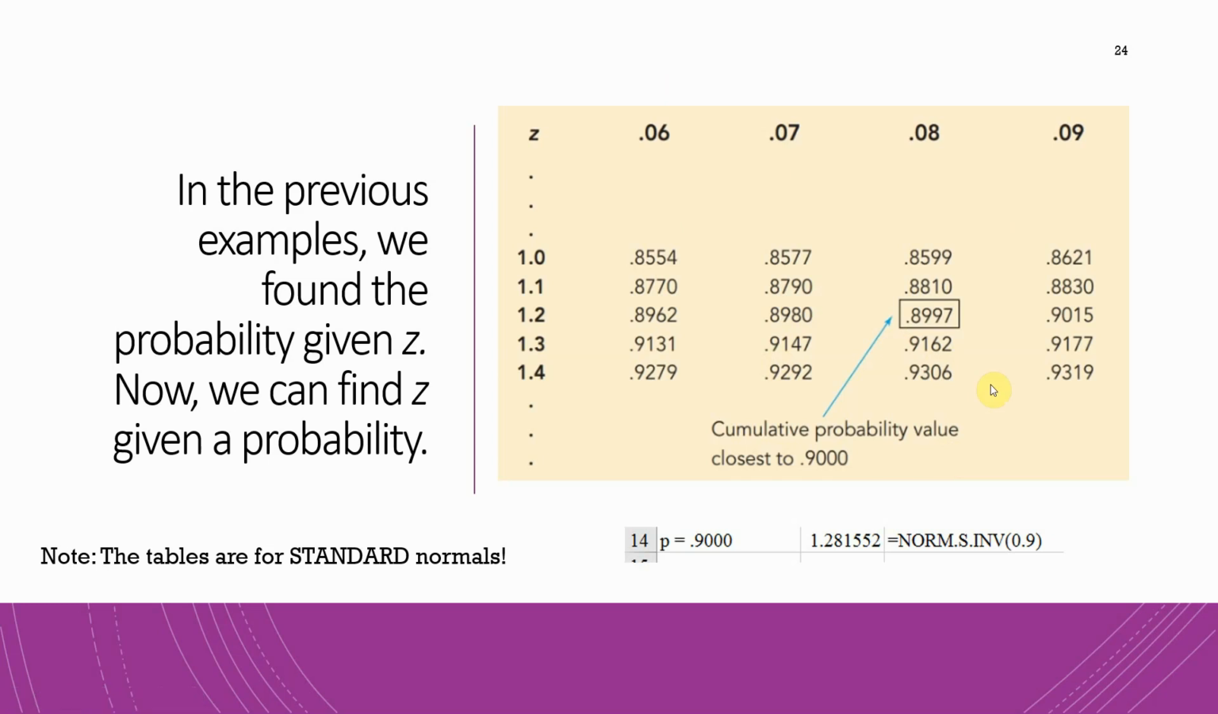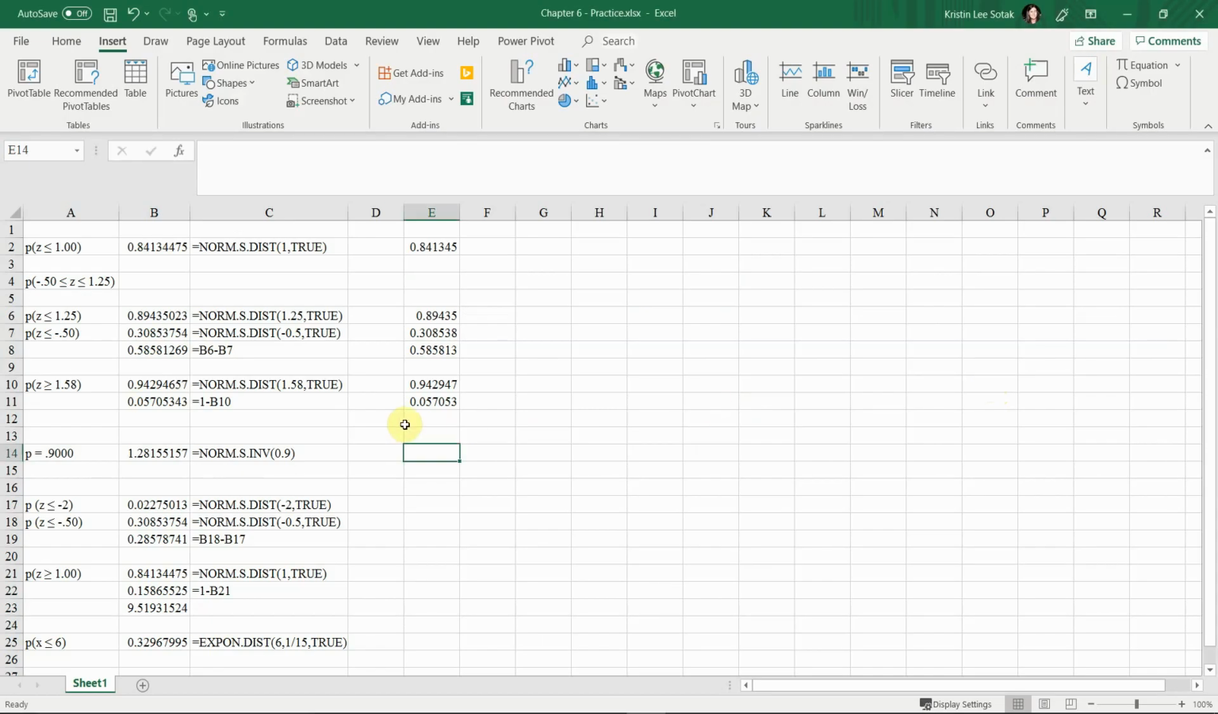But Excel's a little bit better. It's a little bit easier. So let's see how to do this in Excel. This is ultimately what we're going to do. We're going to use the norm.s function like we did before. Remember, we used the norm.s.dist to figure out the probability given the z-value. Now we're going to do the opposite, or the inverse.